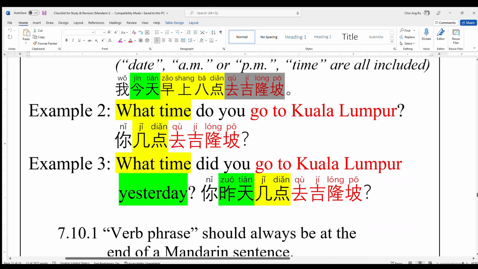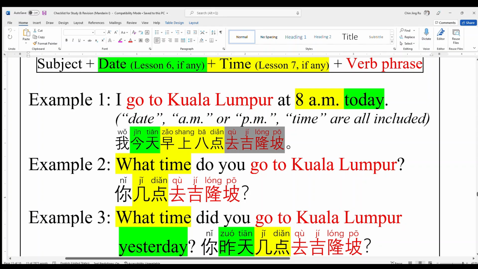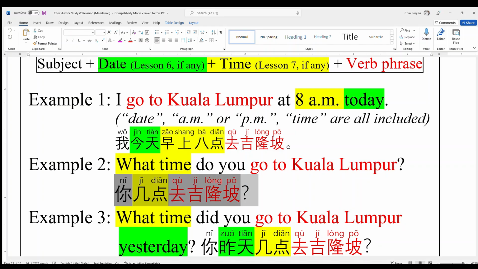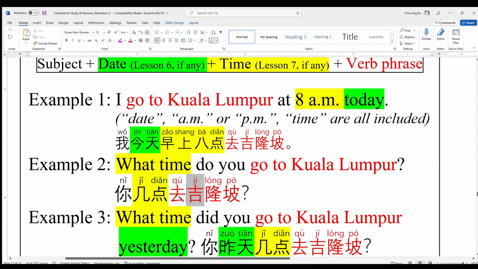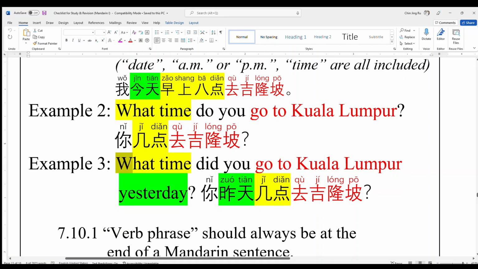Of course the question follows the same structure. If you want to ask, what time do you go to Kuala Lumpur? 你几点去吉隆坡？你几点去吉隆坡？ This one doesn't have the day or the date. It's just straight away asking about the time, so you can ask like this also. Now, what time did you go to Kuala Lumpur yesterday?